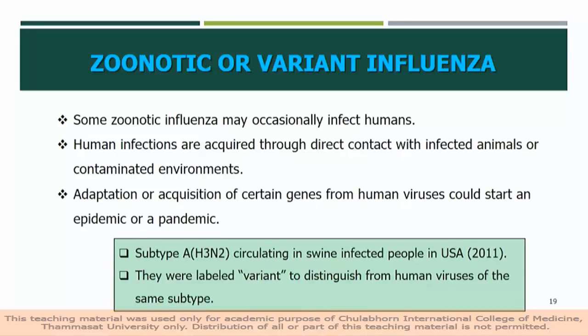And as I mentioned, there are 18 recognized subtypes of HA and 11 NA subtypes known to exist among viruses that circulate in birds and mammals. Once the zoonotic influenza virus infects human hosts, the virus may have some adaptation or acquisition of certain genes from human virus, and this could start an epidemic or pandemic, such as in 2011. Virus subtype AH3N2 circulating in swine began to infect humans in the USA.